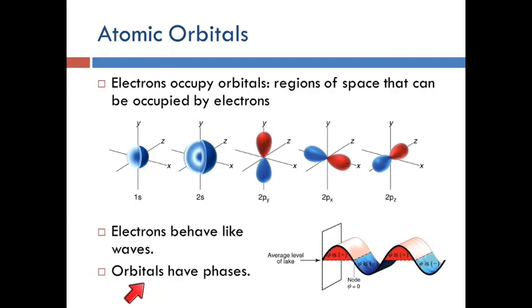These orbitals have phases. That's why one of these lobes is red and one's blue. What does a phase mean? Well, the orbitals act like waves in a sense too. And a wave goes up and down and up and down. Imagine this is a wave on a lake. And part of the wave is above the surface of the lake and part of it is below. And so these are opposite phases.